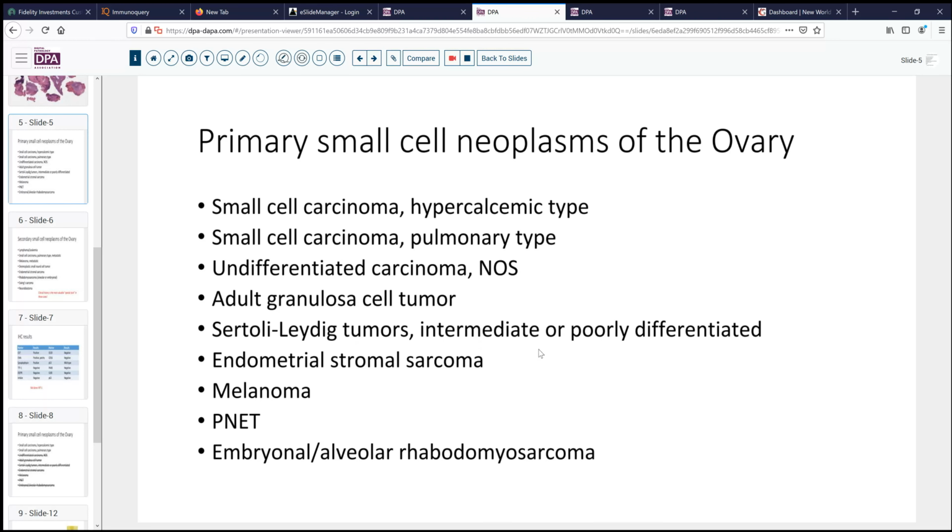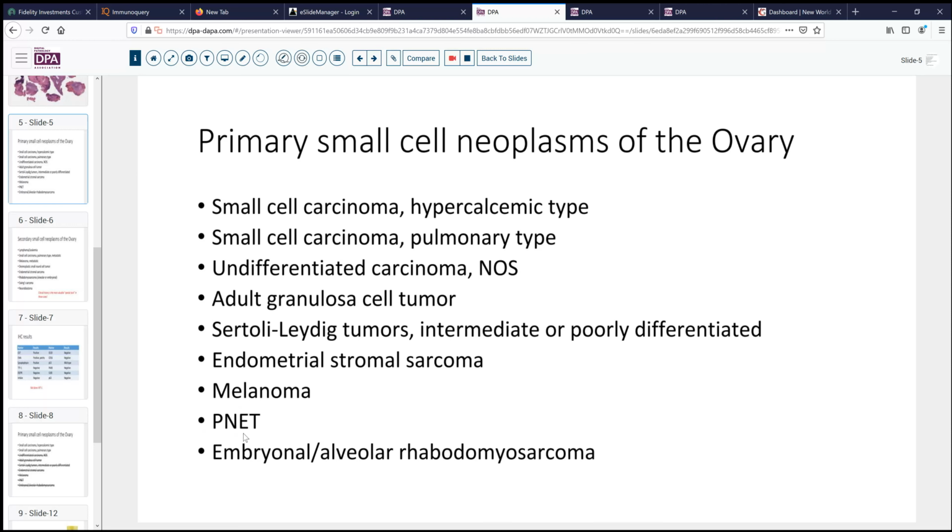Sertoli Leydig cell tumors, particularly the more poorly differentiated ones, can have a small cell appearance, but should have some recognizable tubular component to allow us to classify them as a sex cord stromal tumor. Endometrial stromal sarcomas, the high-grade types particularly, can have very small cells, but will grow in cohesive groupings and have the delicate vasculature that we associate with stromal sarcoma. High-grade endometrial stromal sarcomas may be less well differentiated and less well recognized, and so could have necrosis and some features we see here, but not the sort that we've seen.